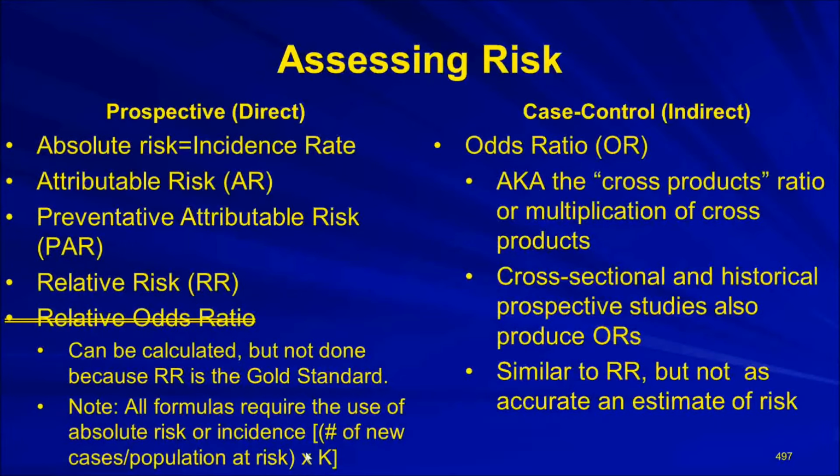Now I want to talk to you about a case control study, which is an indirect measure of risk. I know I'm being redundant, but I'm being redundant on purpose. And we can calculate four statistics from a direct measure of risk, a prospective or longitudinal study, and we are going to calculate one measure of risk from the other observational studies.